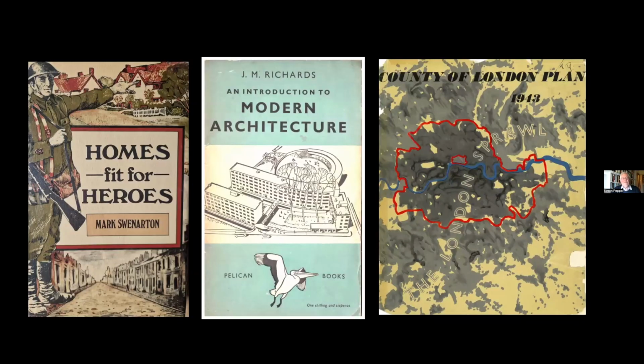Which brings me to the end of my talk and a reminder that we've travelled all the way from World War I and the promises of Homes for Heroes to the right-hand side of the screen, where we're planning for the future of the County of London, and in the middle, the iconic image picked up by J.M. Richards for his Pelican Book of 1940 as a sort of public reminder of what might be coming round the corner again. Thank you very much for listening.